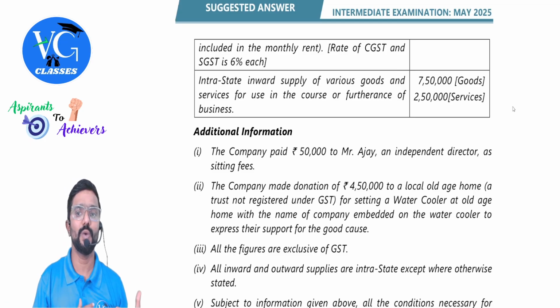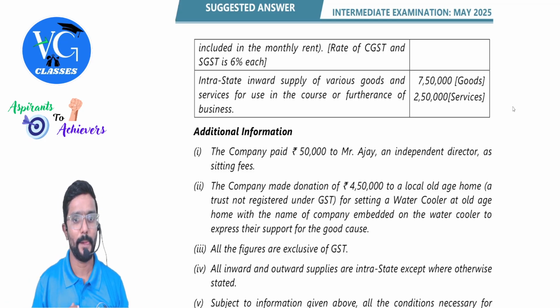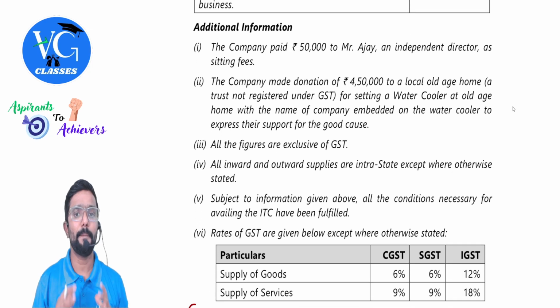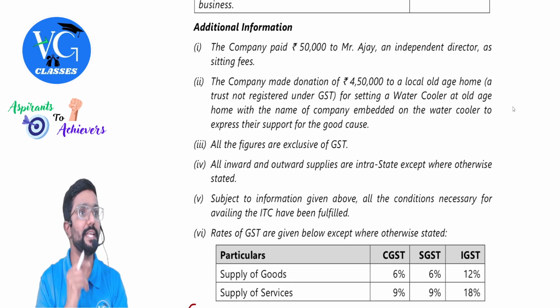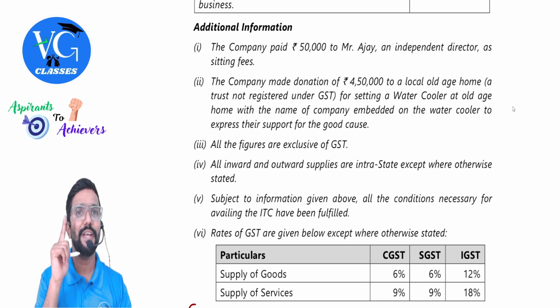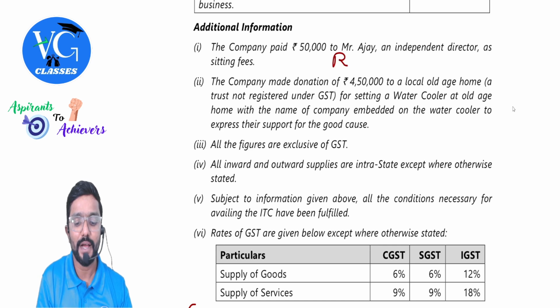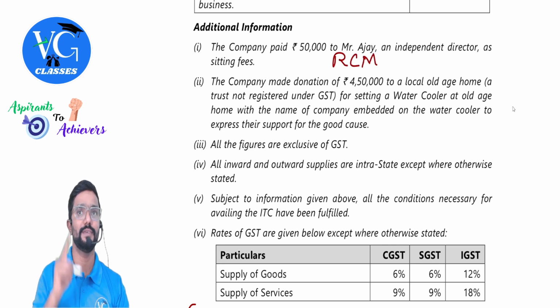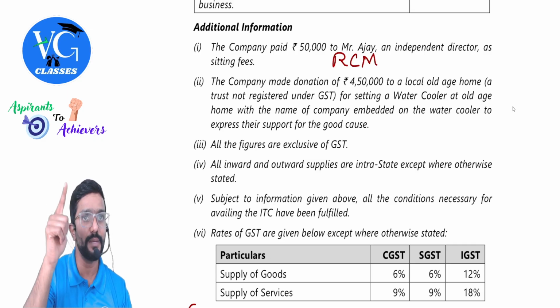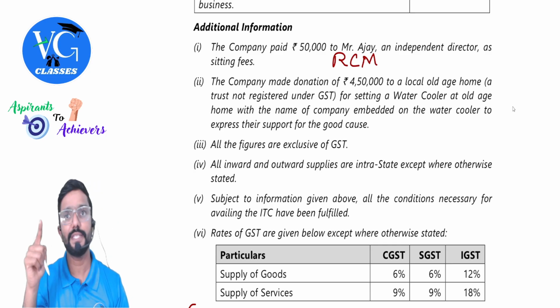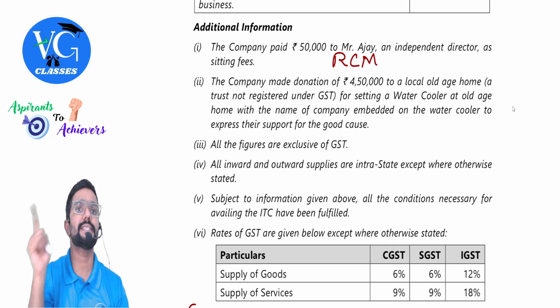Next, intrastate inward supply of various goods and services for use in the course or furtherance of business, 750 goods, 250 services. Additional information. The company paid 50,000 to Mr. Ajay, an independent director, as sitting fees. Sitting fee paid to the director is taxable under RCM. Who has to pay tax on this? Company, not the director. Actual supplier is the director. But who is the recipient? Company. Who should pay tax under RCM? Company.